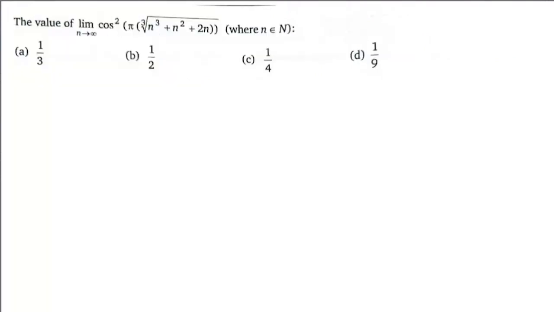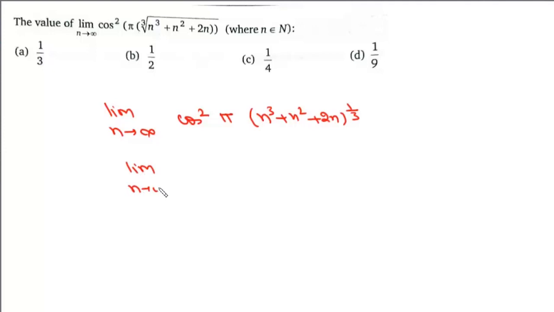Now here the question is, we need to find the value of this limit n tends to infinity of cos square of pi times (n cube plus n square plus 2n) to the power 1 by 3. Now we'll take n cube common, so it will be this limit n tends to infinity cos square of n pi times (1 plus 1 by n plus 2 by n square) to the power 1 by 3.